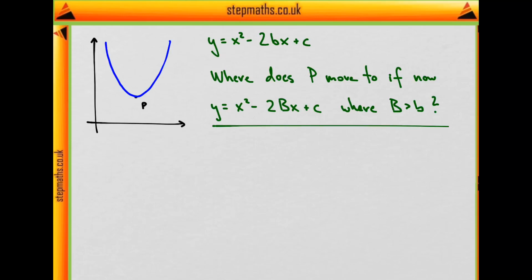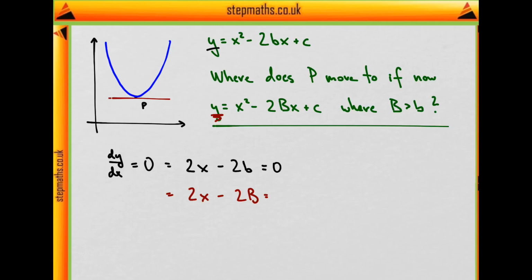And the key thing here to realize is that the vertex P occurs at a position of x where dy by dx equals 0, so where the function is locally flat, the derivative is 0. So that is when 2x, I'm just differentiating this function here, 2x minus 2b equals 0. And for the second function now, that happens when 2x is 2 capital B.